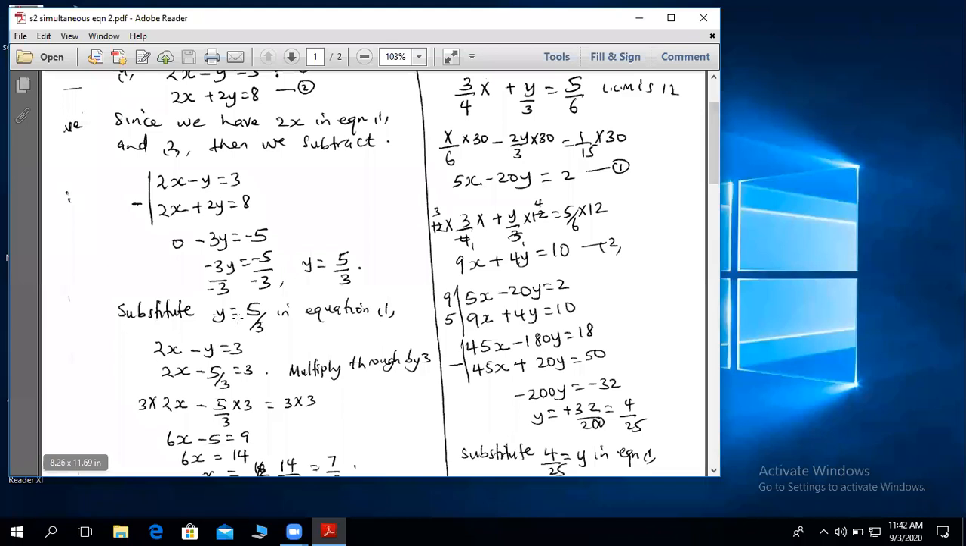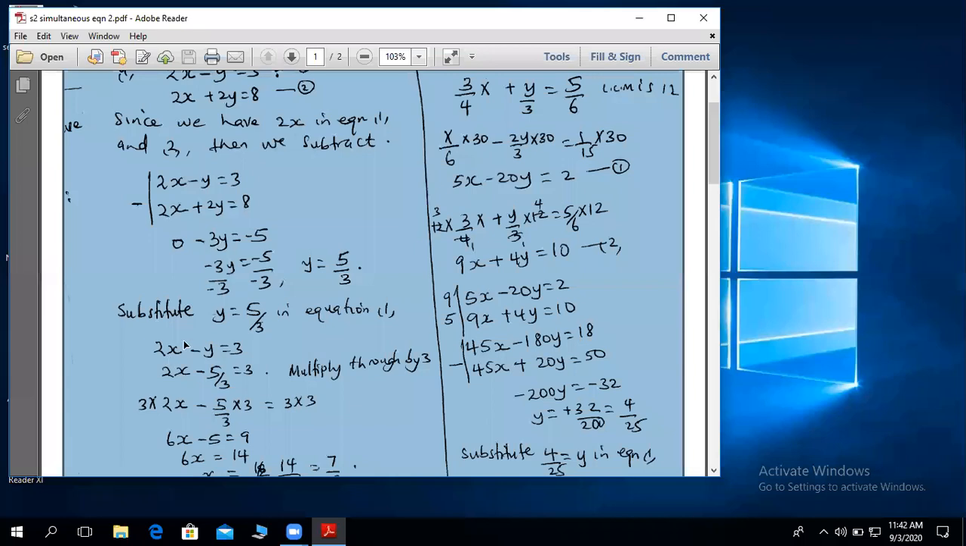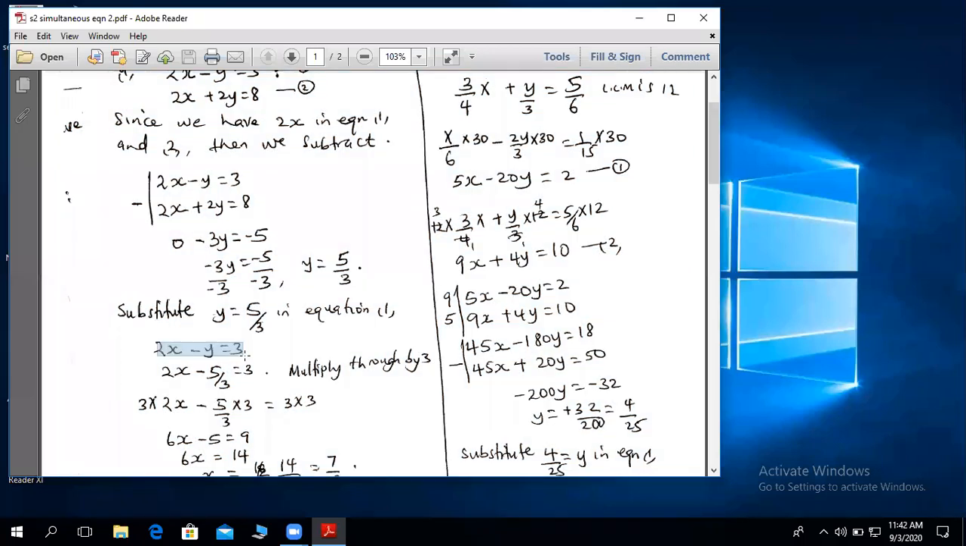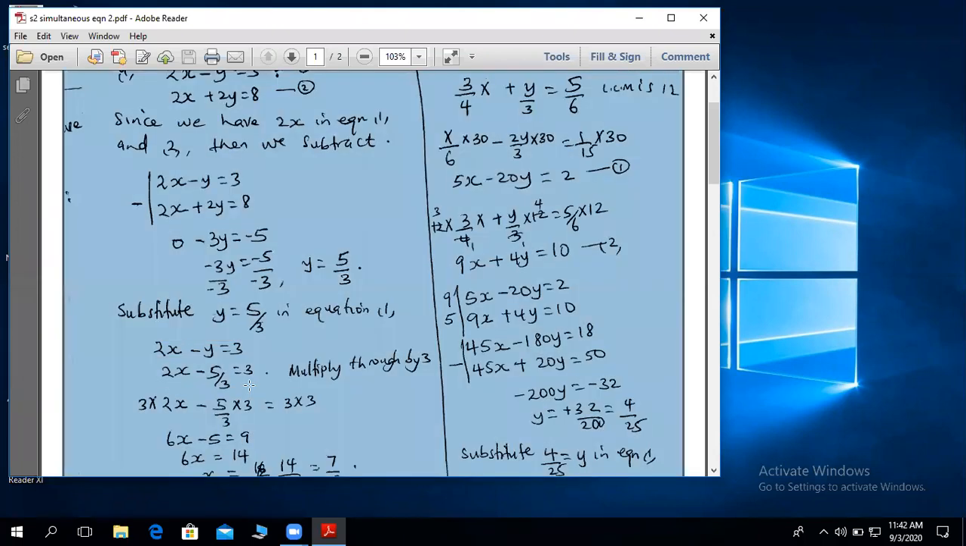For example, I have chosen equation 1. Where is equation 1? Equation 1 is this one here, and you can again see it here. My equation 1, but y is 5 out of 3. So I put there the value of y in equation 1 to get the value of x. And that's what is taught in senior 1. I hope you are not getting any challenge there.